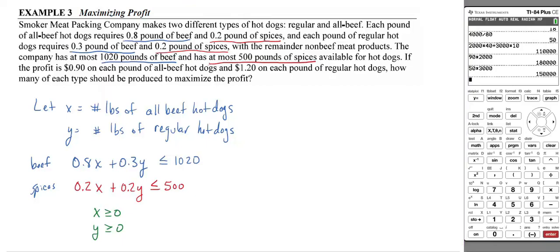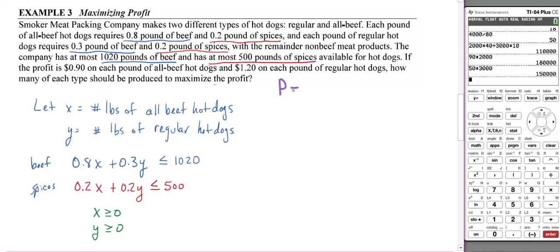So now we want to look at what kind of an objective function we want. Remember, the objective function is the thing that you're going to optimize. In this case, we are maximizing the profit. So we need a profit function.